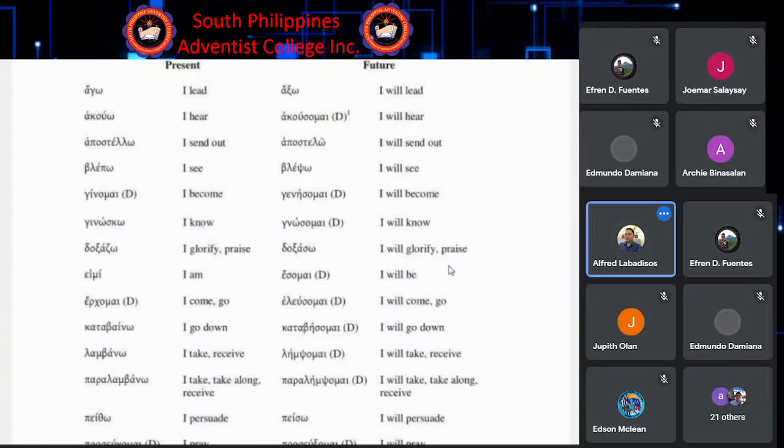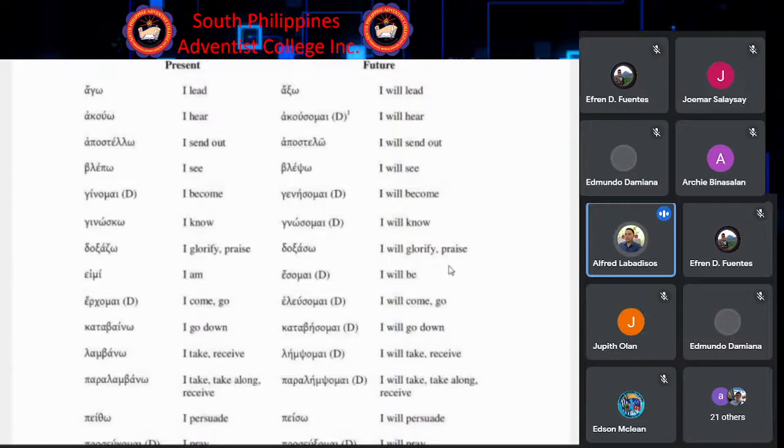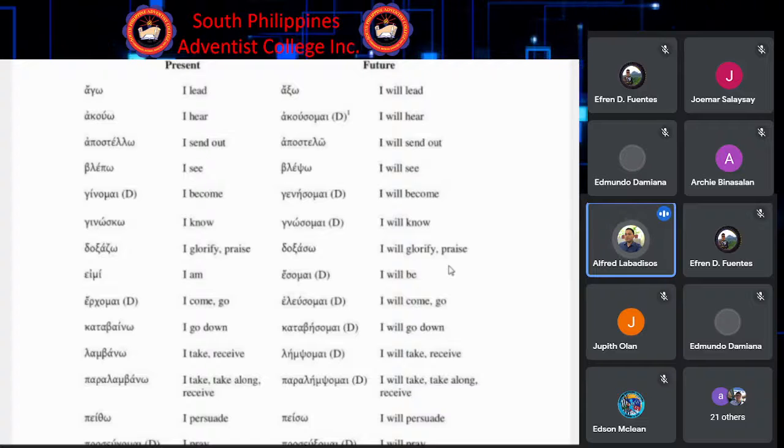Okay, so you don't need to memorize the future form but familiarize. Okay, familiarize is different from memorization. So I want you to memorize the present form, at least. Okay, the present form and the meaning. Okay.